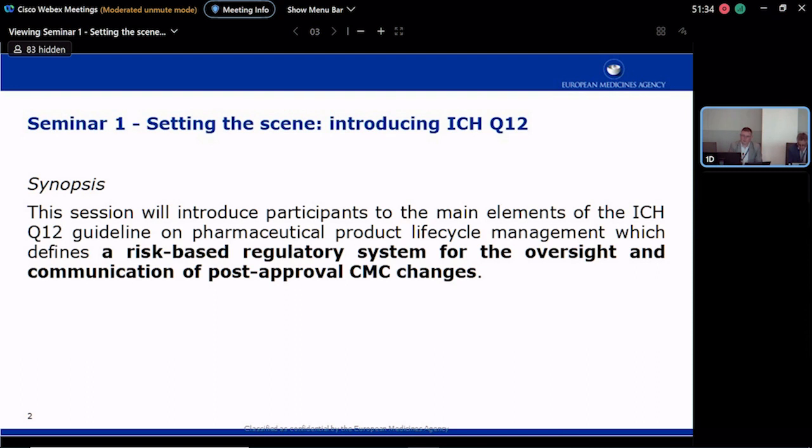So the synopsis of my talk. Over the next hour, we're going to introduce ICH Q12, a guideline on lifecycle management, and it shows how to define a risk-based regulatory system for oversight and communication of post-approval CMC changes.